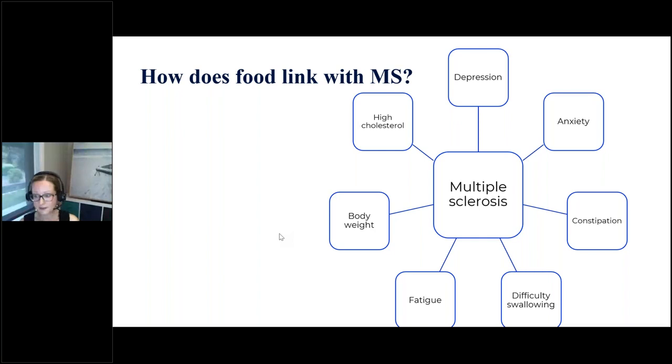Our level of fatigue, for example, which is one of the most common symptoms of MS, can be changed through differences in patterns of eating. Constipation, we're quite familiar with that one, where we need to increase our fibre and water intake, which will reduce constipation as a symptom.